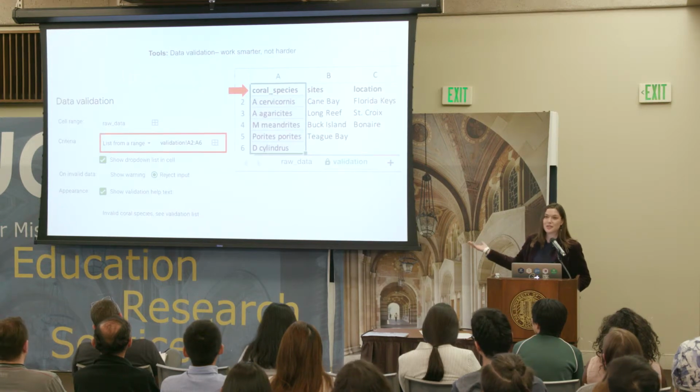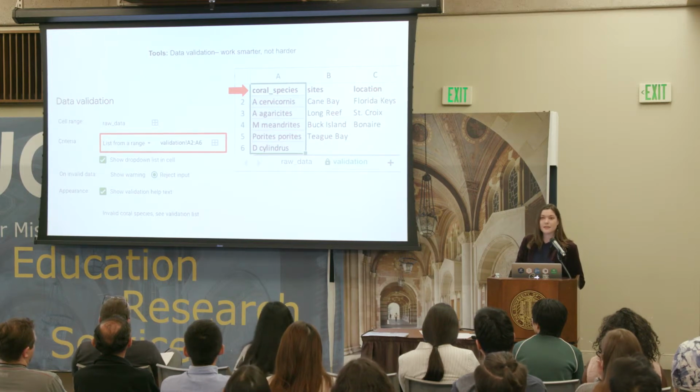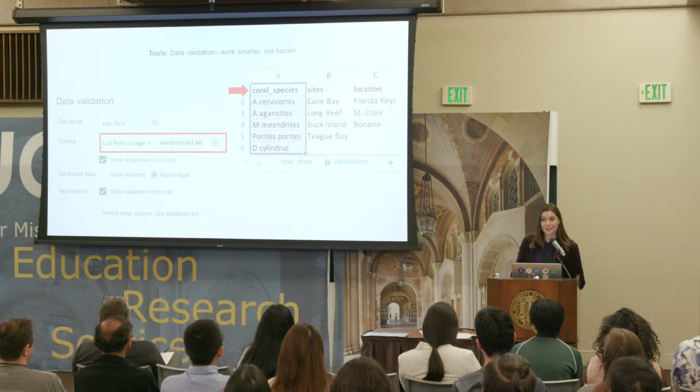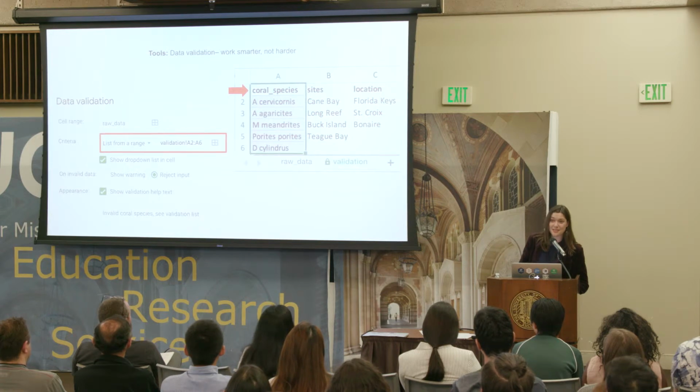So, for instance, you guys should all be familiar with data validation. I can, for instance, specify a list of how my undergraduates can enter in, say, 33 different coral species with their Latin names. Some of these students have never even seen a coral in their life. It's really unrealistic for me to expect that they spell Acropora cervicornis the same way every time they enter this.